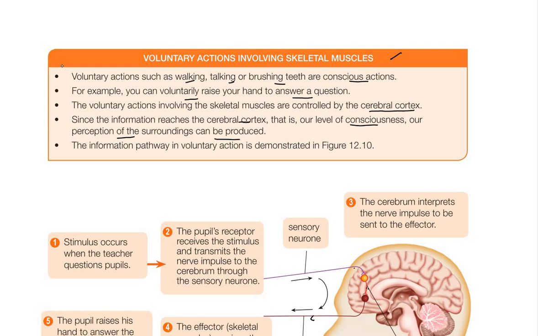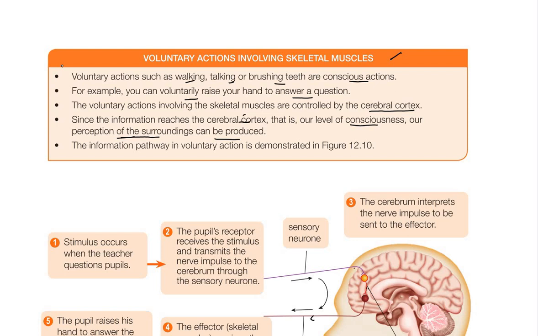We can become conscious, and then we can become aware. Perception of the surroundings: we can be aware of the surroundings, we can know what happened around us. That's why this is important. For voluntary action, the information must be sent to the cerebral cortex, so that we can think about what we can do, what we want to do, and so on.